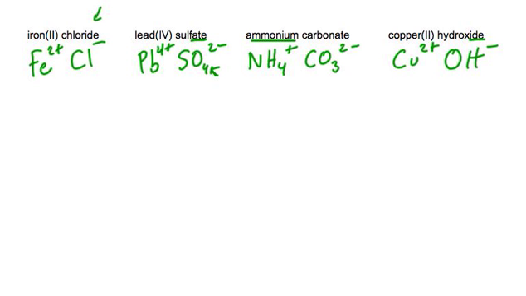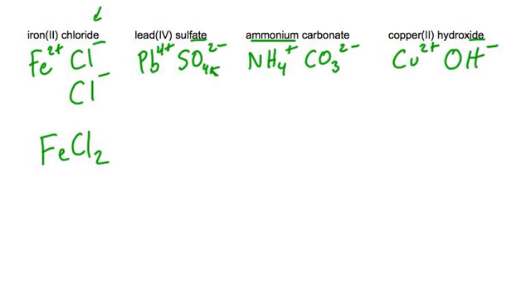So that's the first step. And it's no different after this. We look at the charges and see if they balance. So Fe is +2, chlorine's -1. Got to balance that. So this is going to be FeCl2.